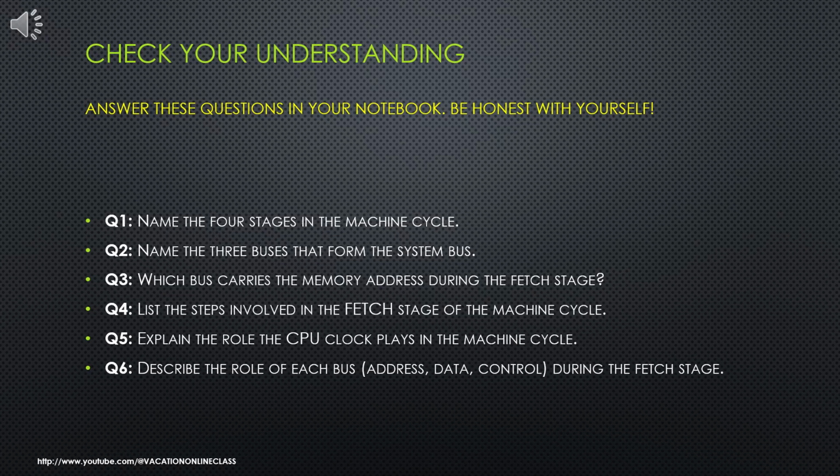Questions 1 and 2 are simple recall questions. Questions 3, 4, 5, and 6 require you to explain the interactions we've discussed, describing which bus does what and when, and the specific role of the clock. Take about 5 to 7 minutes to work through these on your own. This is the best way to identify areas where you might need a little extra clarification.